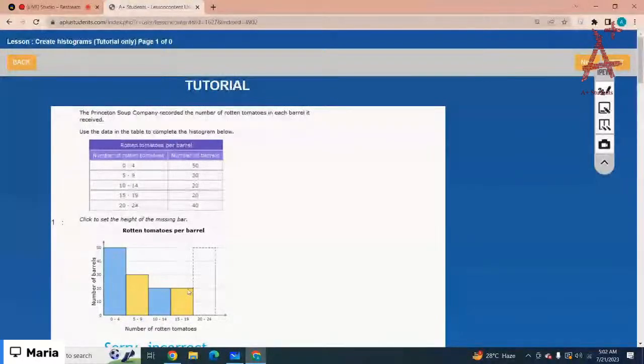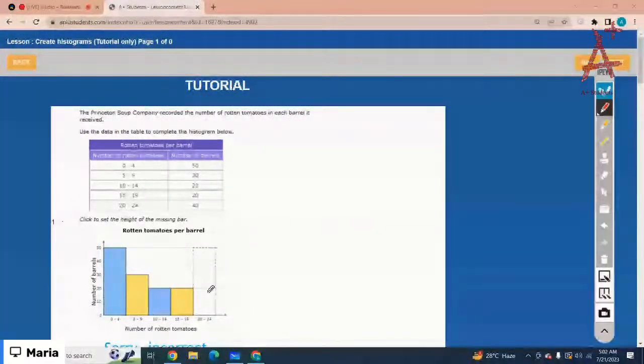So here you are given the histogram you have to complete. You are given the bars for 0 to 4, for 5 to 9, for 10 to 14, and 15 to 19. You just have to complete it for 20 to 24, which is 40. So just make it till 40 like this. So here is the complete graph. Got it?